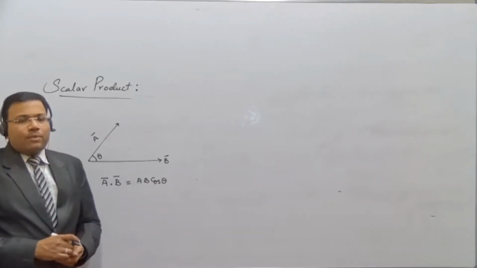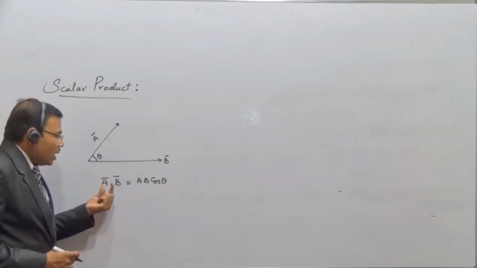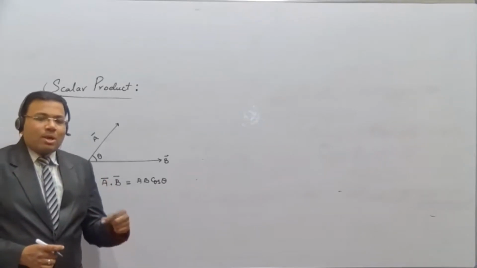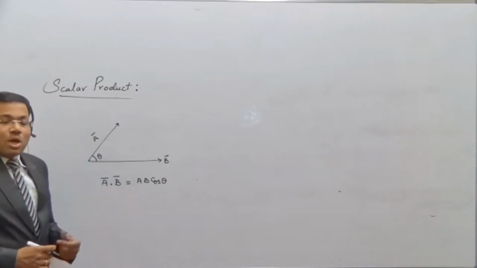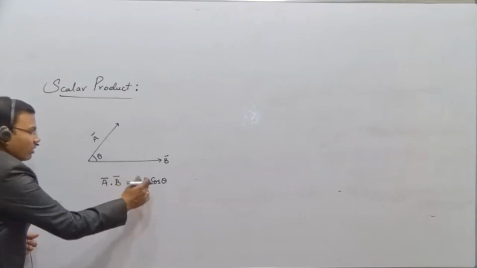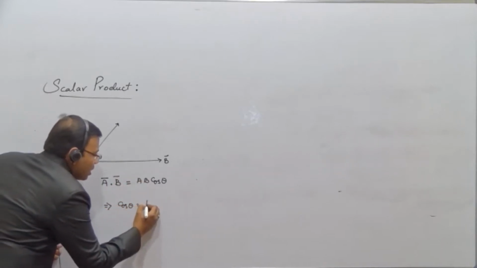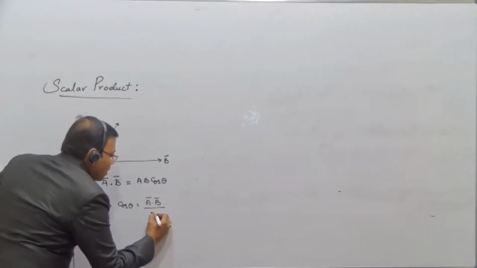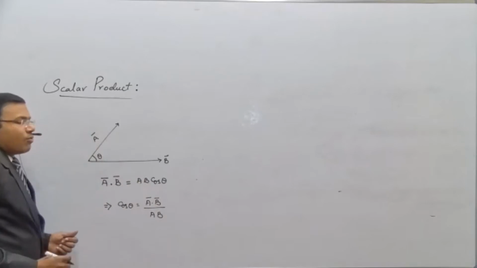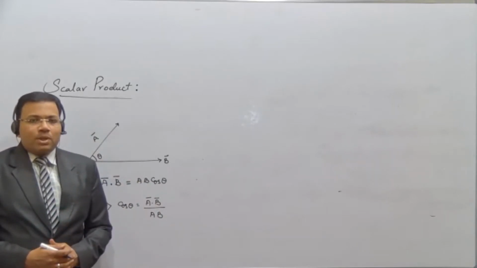So in the exam they may ask you, by giving vector A and vector B, what is the angle between the two vectors. So you can use this concept. How to use it? From this I can write cos theta is equal to A bar dot B bar by AB. This A and B that I am considering are the magnitudes of the vectors.